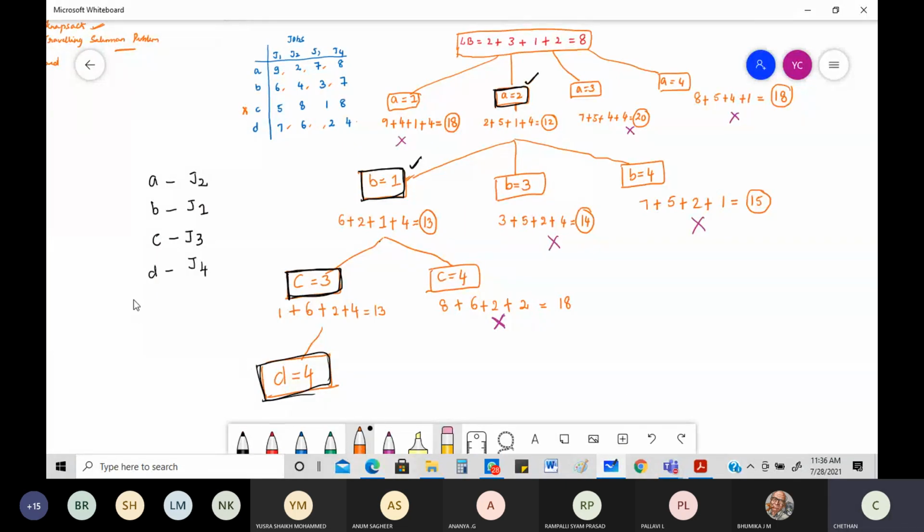And what's the cost here? Be careful with the cost. That also you need to write. If A is doing J2, what is the cost? You can see very clearly here, or we can write it right here itself. A to J2, the cost is 2. If B is doing J1, the cost is 6. If C is doing J3, the cost is 1. If D is doing J4, the cost is 4. And total cost, how much you get? Total cost is equal to 13.